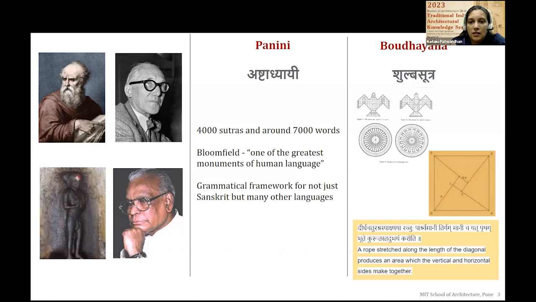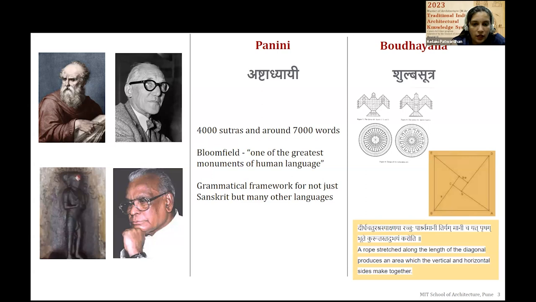We know about the Pythagorean theorem, but in the Shulva Sutra a similar calculation is given, where they talk about how to create an exact square or how to measure the sides and the diagonals with a certain set of formulas.